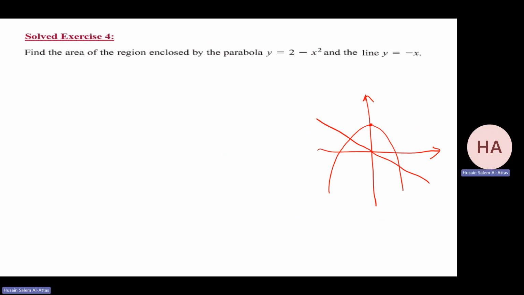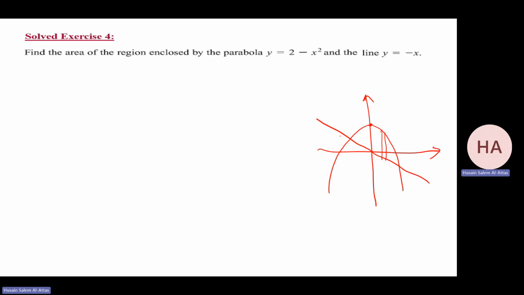It means I'm looking for which area? I'm looking for this area, the area between them. Okay. So if I do this strip, this will be the upper. The parabola will be the upper, and the line will be the lower, and it's all the way.